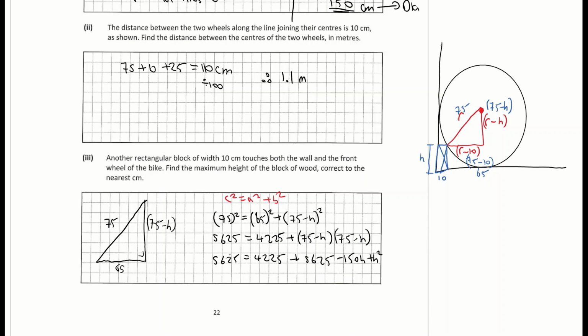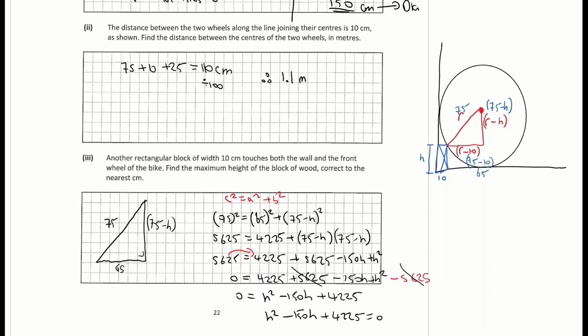Okay, I'm going to move this 5625 over and tidy it up. So that's going to equal 0. So I have 4225 plus 5625 minus 150h plus h squared, and then I'm going to subtract that 5625, which came over the equal sign. So that's going to give me h squared minus 150h, and that's going to cancel with that. So that's just leaving me with plus 4225. So I need to go off basically and factorize this quadratic.